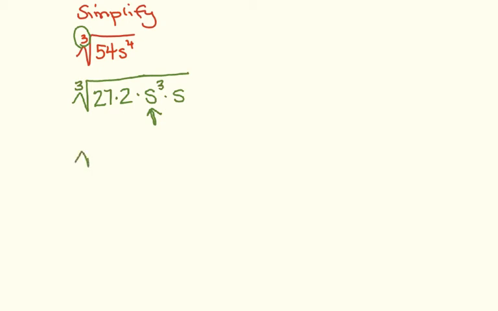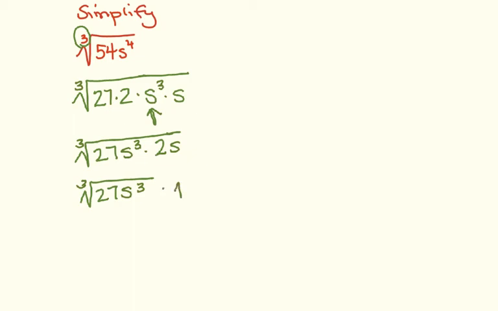And I'm going to rewrite this. You will get used to doing these and you will not have to write as many steps after you get used to it. But I'm going to write it now separated, where we can use the commutative property of multiplication to put all the perfect cubes together and all the non-perfect cubes together. And now I can write this as the cube root of 27s cubed times the cube root of 2s.